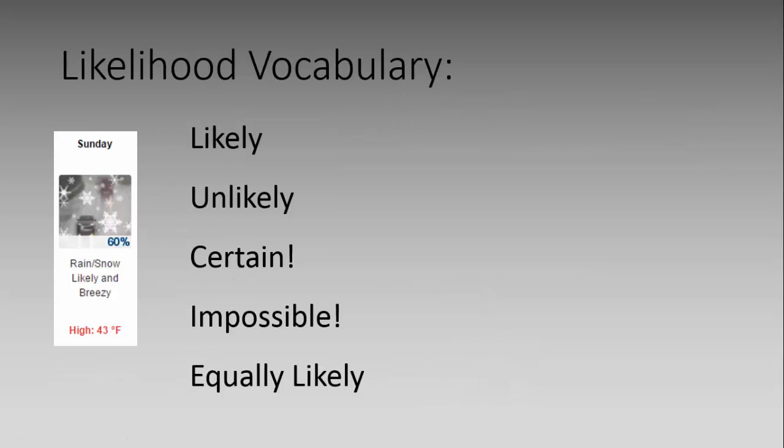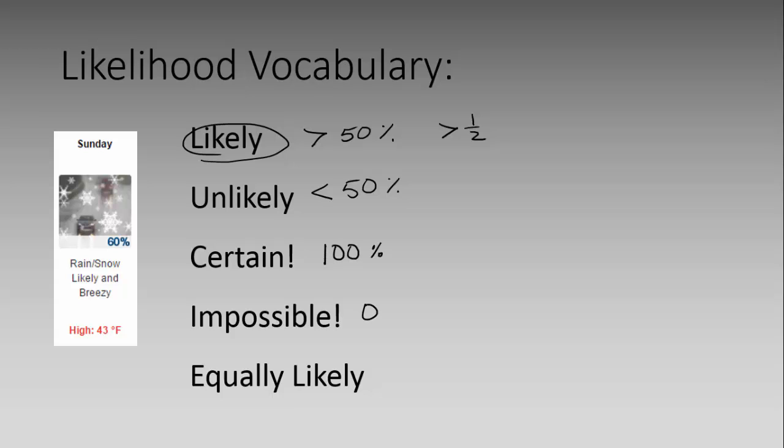Okay, let's talk about some vocabulary that has to do with likelihood. Here's my weather forecast for this weekend. Looks like we have a 60% chance of rain-snow mix. So rain and snow is likely. Likely is anything greater than 50%, which is the same as greater than 1/2, right? Unlikely would be less than 50% chance. Certain is only the case when it is a 100% probability, and impossible is 0%.